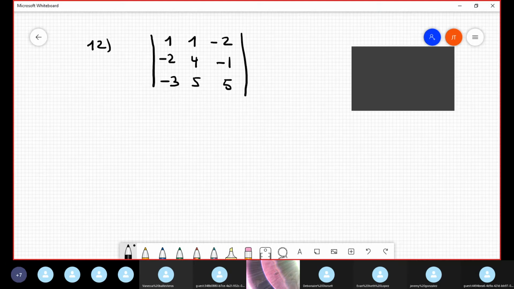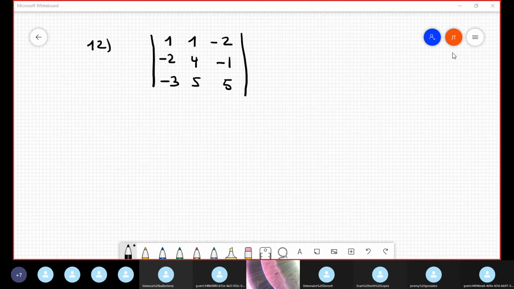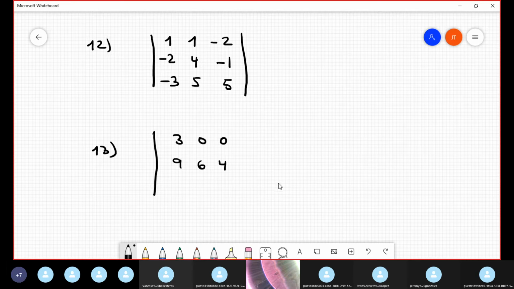In this case, do you see the whiteboard or no? Yes, sir. Okay. Let me switch it then to the GeoGebra. Okay, let's solve it by saving time. 12 and 13 are the same thing, right? Question 13 is 3, 0, 9, 6, 4.